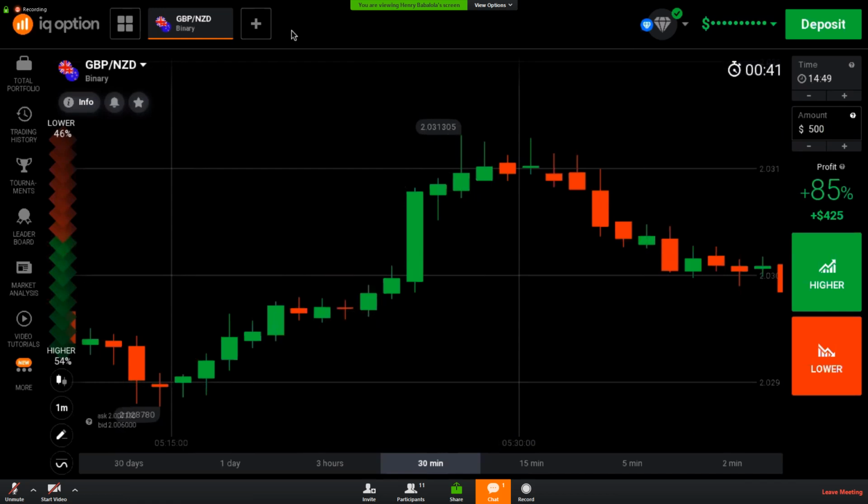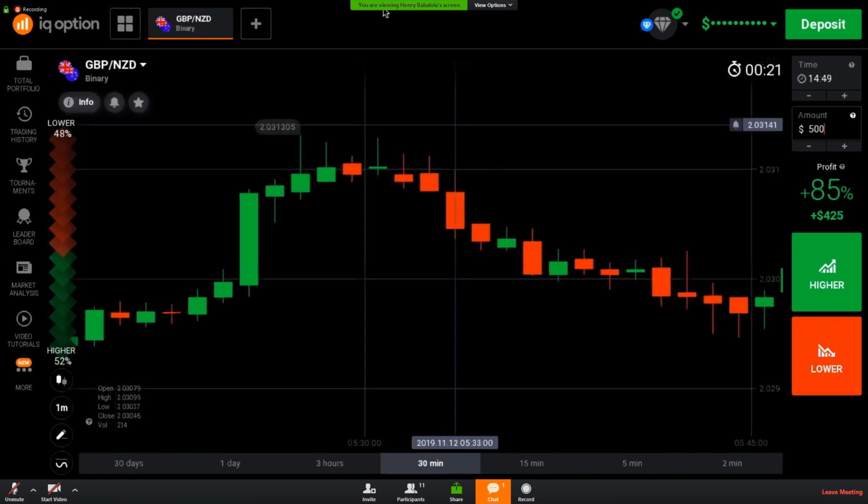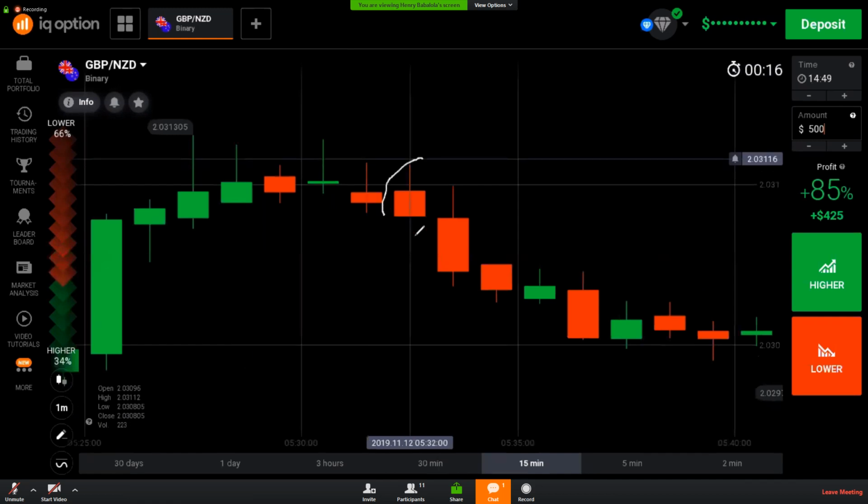Now, there are candles that are known as momentum candles. At least for me, I recognize them as momentum candles. What kind of candle are they? Let me show them to you. Now, look at this candle. This is a momentum candle.